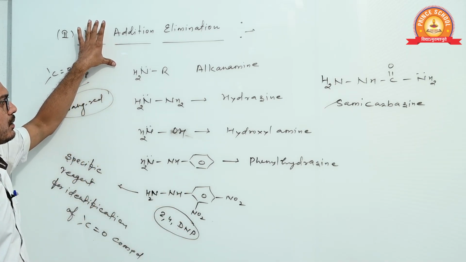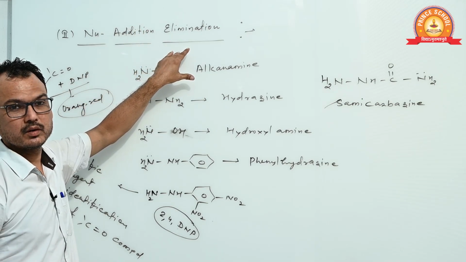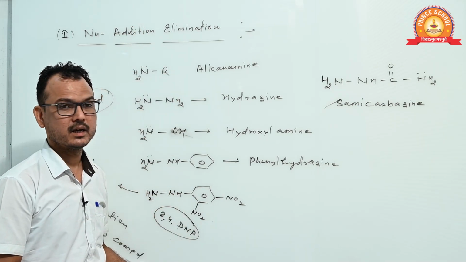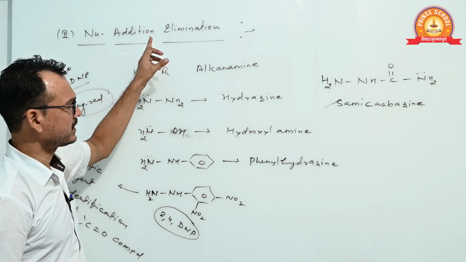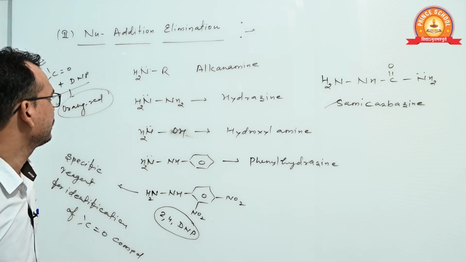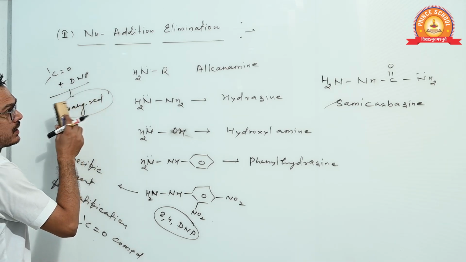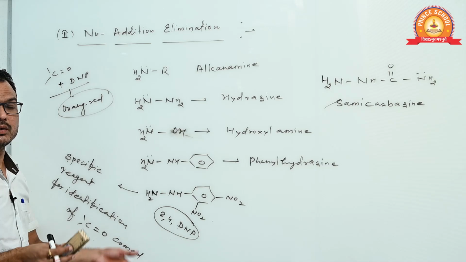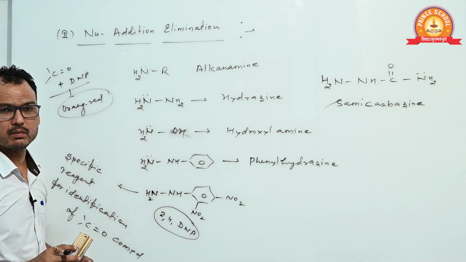And we know that carbonyl compounds react with ammonia, or the derivatives of ammonia, giving the nucleophilic addition elimination reaction. So we form a product with the carbonyl compound and the other specific reagent, or we can say all of these are the derivatives of ammonia.